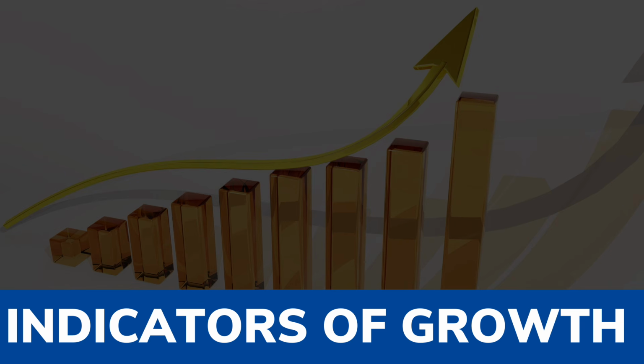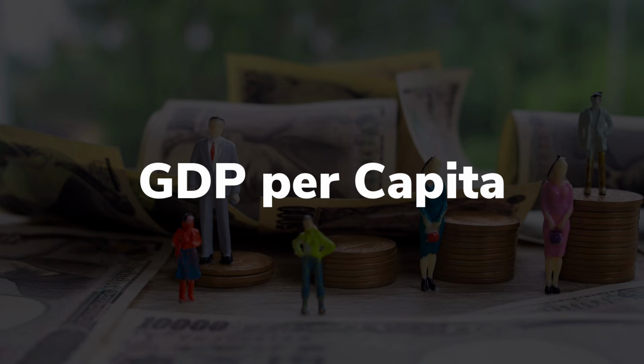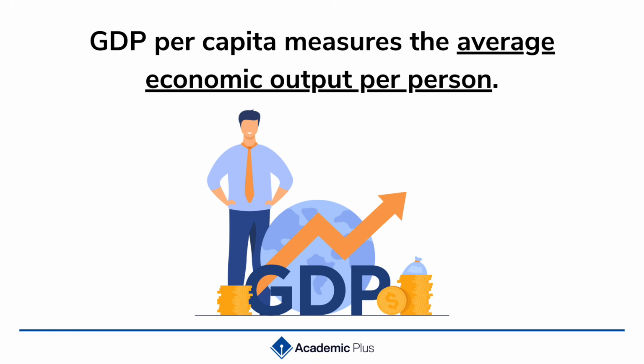The next topic that we're going to be taking a look at in this revision video will be our key indicators of growth within an economy. Now we've got several different ones. We've got GDP per capita, we've got the literacy levels, health levels, and also the HDI. Now, you do not need to know how to calculate GDP per capita or HDI for your exams, so keep that in mind. But all GDP per capita measures is the average economic output per person.